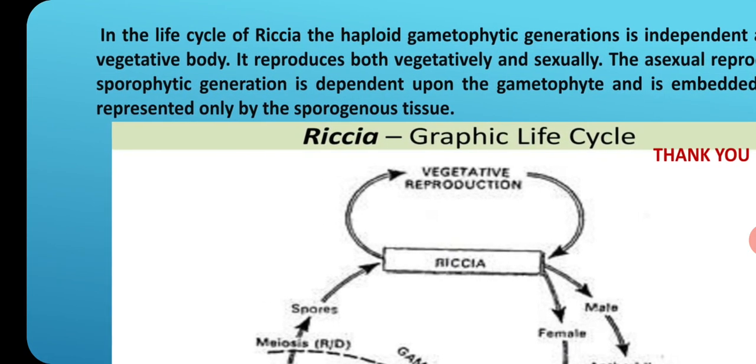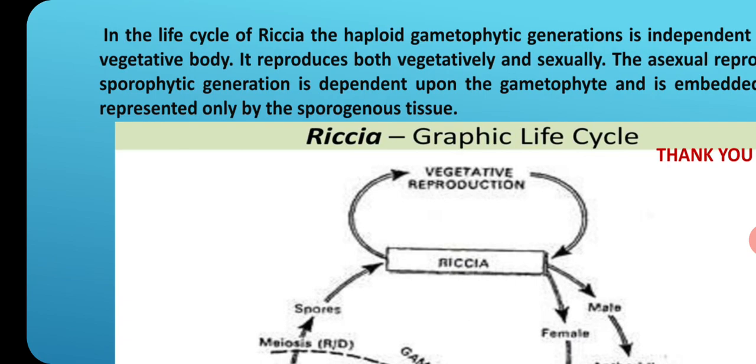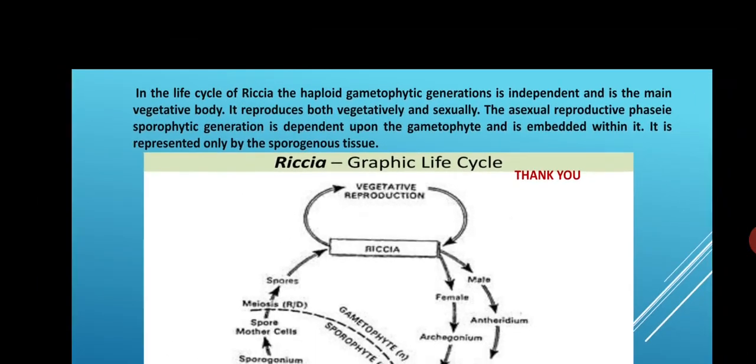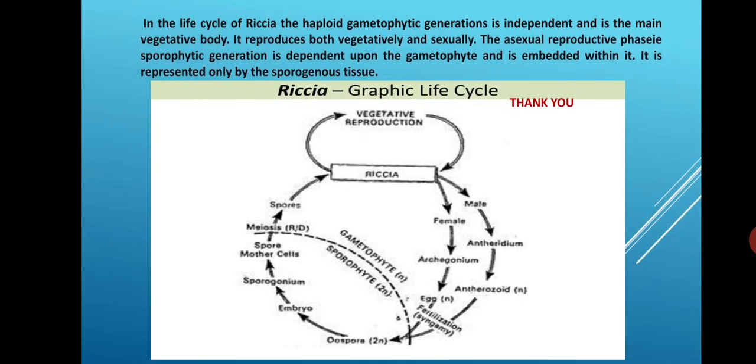Friends, in the life cycle of Riccia, the haploid gametophytic generation is independent and is the main vegetative body. It reproduces both vegetatively and sexually. In the sexual reproductive phase, the sporophytic generation is dependent upon the gametophyte and is embedded within it. It is represented only by the sporogenous tissue.